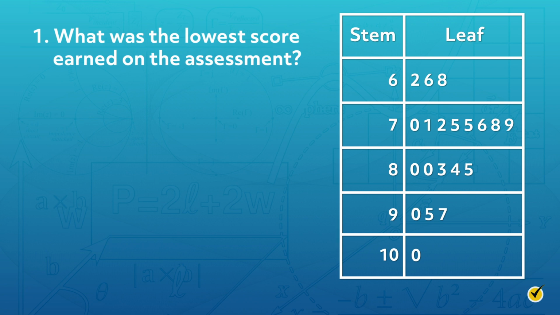The lowest score earned on the assessment is 62%. Recall that stem columns show the first digit or digits of the data value. The lowest stem shown is 6, so the lowest test score is in the 60s. Each leaf shows the ones place value of each number in the dataset. The lowest leaf with a stem of 6 is 2, so the lowest score in the dataset is 62%.